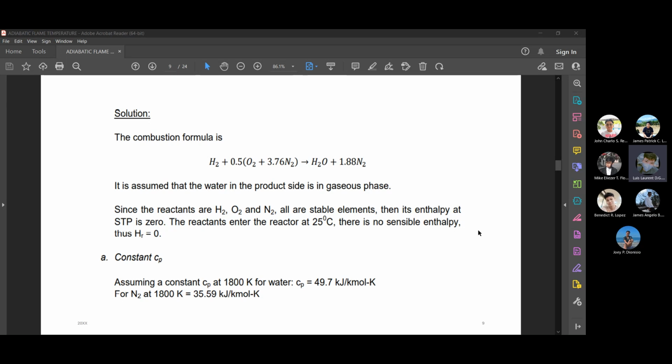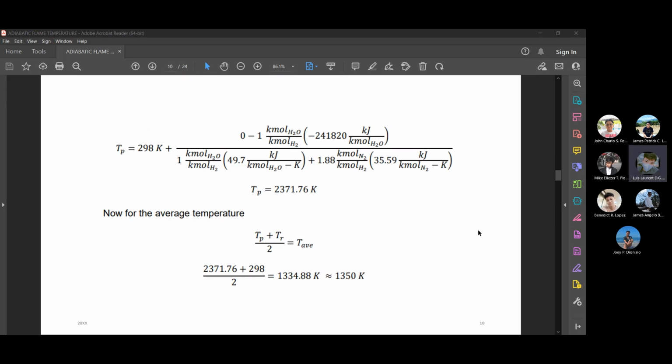Next slide, please. As stated in the presentation, we're now going to calculate the product temperature. 298 Kelvin plus 0 minus kilomole H2O over kilomole hydrogen quantity negative 241820 kilojoule per kilomole H2O over 1 kilomole H2O over kilomole H2 quantity 49.7 kilojoule per kilomole H2O Kelvin quantity plus 1.88 kilomole N2 over kilomole H2 quantity 35.59 kilojoule per kilomole N2 Kelvin quantity, and the final temperature of the product is equal to 2371.6 Kelvin.